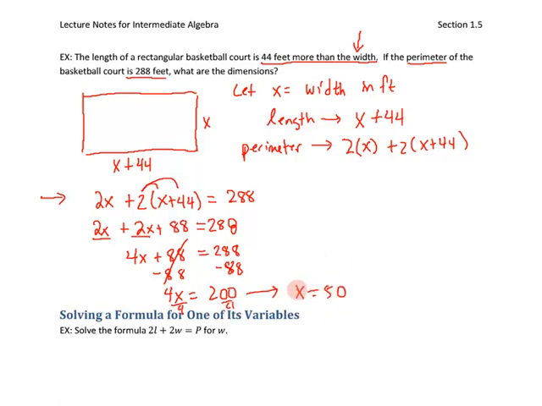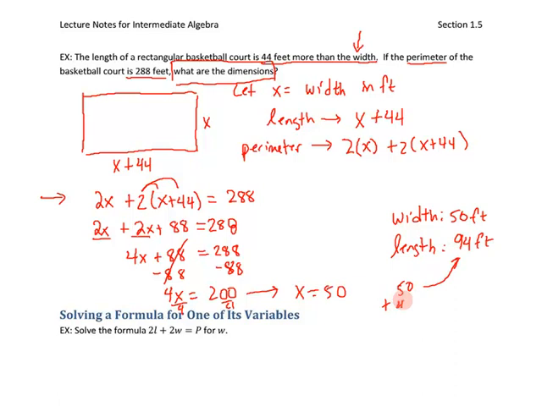Again, I don't just circle the answer. I now need to go back up and answer the question. What are the dimensions? That means length and width. Well, x, according to my statement here, is width. So the width is 50 feet. The length is 44 more than that, or x plus 44, so that is 94 feet. Right? I got this by doing 50 plus 44.